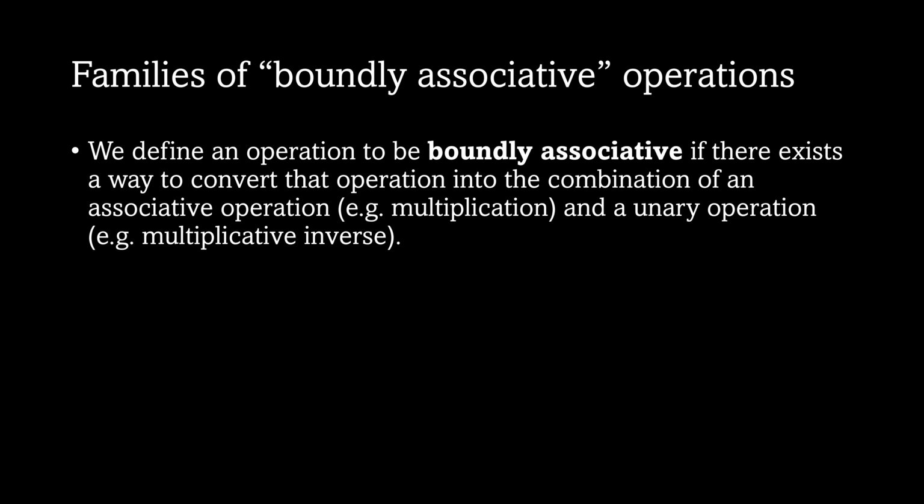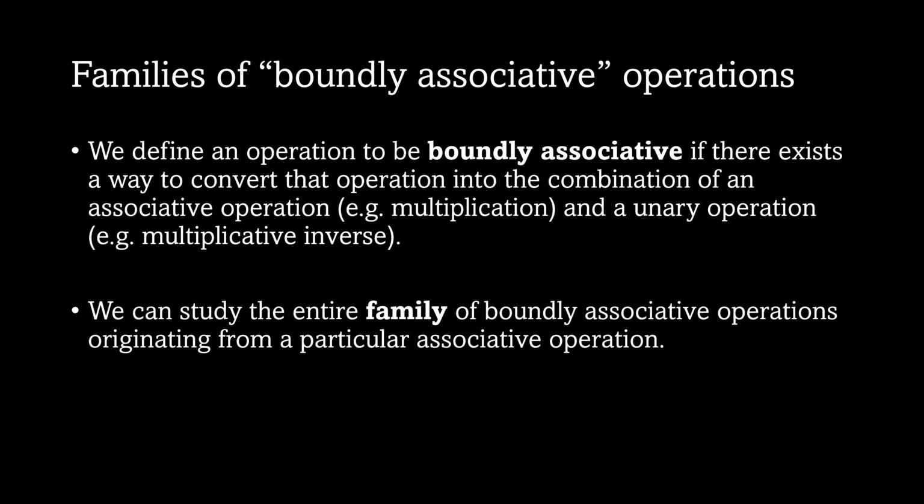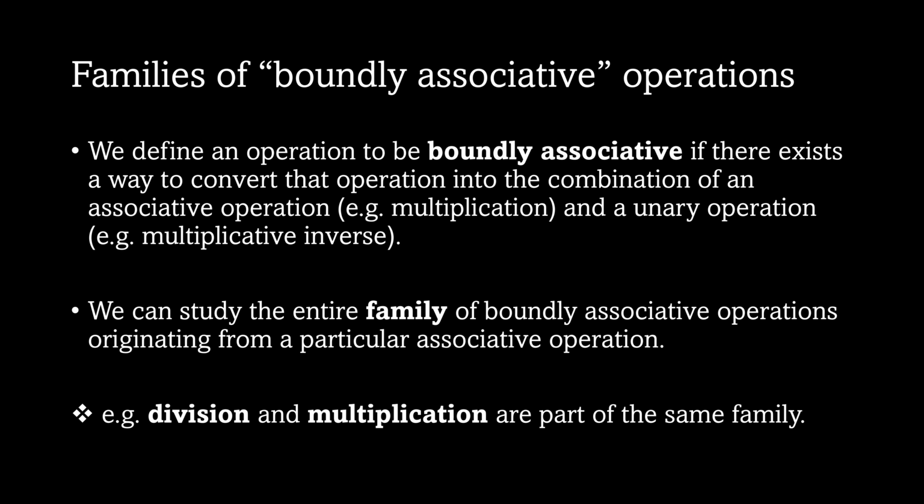So if we have 2 divided by 7, we can instead interpret that as 2 multiplied by the inverse of 7. So the division is kind of connected up with that 7 in such a way that it can be reinterpreted as a unary operation, which is the inverse. So from that, we can then study the entire family of boundary associative operations originating from a particular associative operation, such as multiplication. So for example, division is part of the same family as multiplication, because it can be rewritten as the multiplication of this unary operation, which is the inverse.